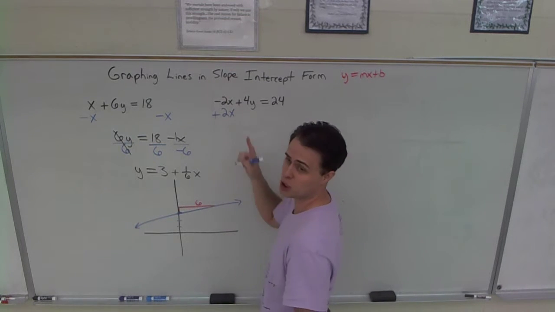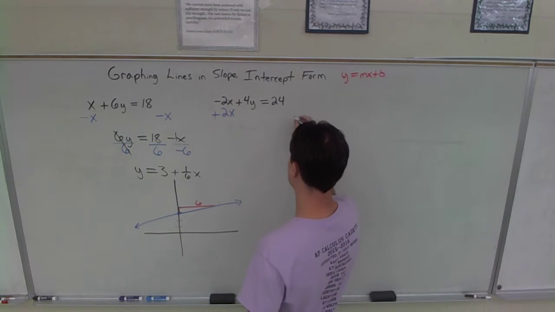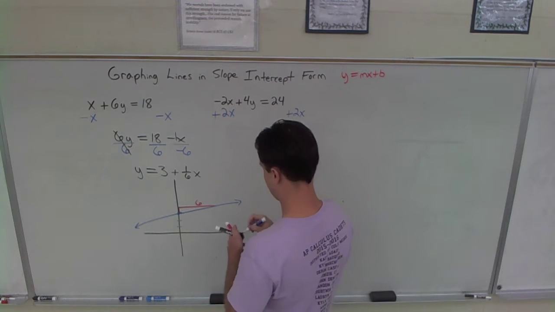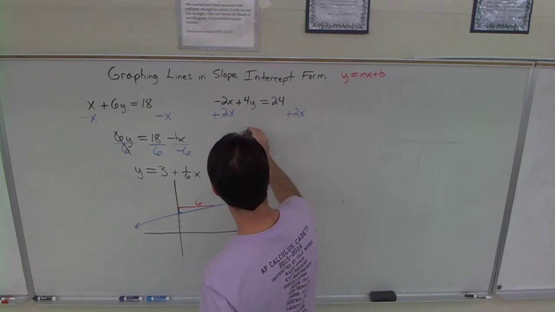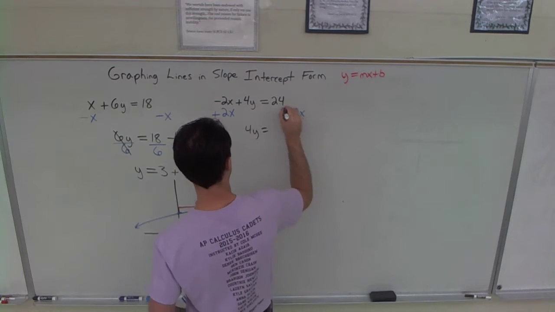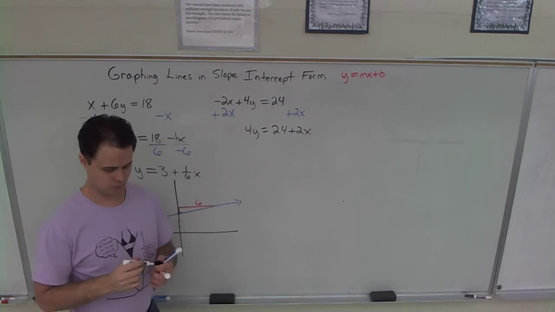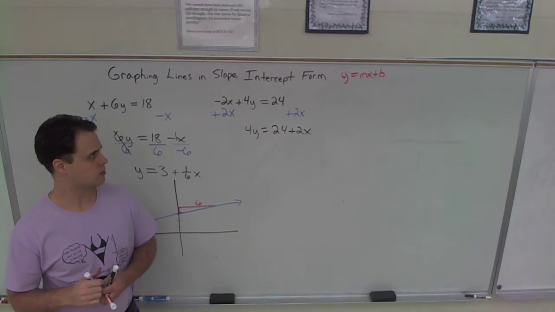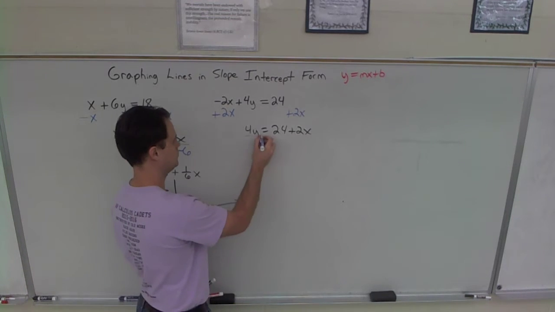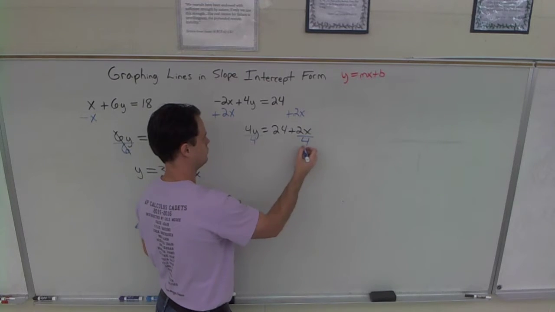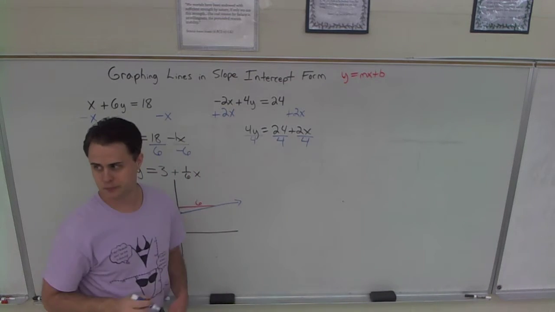You want to add that whole chunk. You're moving the whole chunk to the other side. So what's left? 4y. You can't put these together, so we've just got this. Now you're going to divide by 4. Yep. Yeah, you got it. Everywhere.